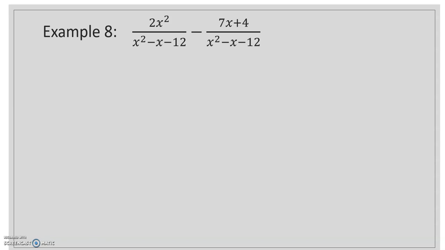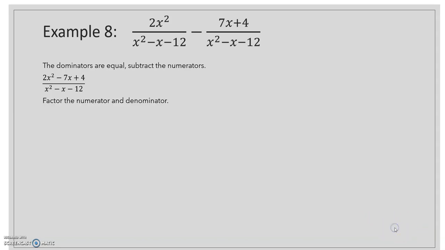Example 8, 2x squared over x squared minus x minus 12 minus 7x plus 4 over x squared minus x minus 12. Denominators are equal, so subtract the numerators. 2x squared minus 7x plus 4 over x squared minus x minus 12. We're going to factor everything. 2x squared plus 1x minus 8x minus 4 over x minus 4 times x plus 3. We had to ask ourselves what multiplies to 8 and adds to negative 7.